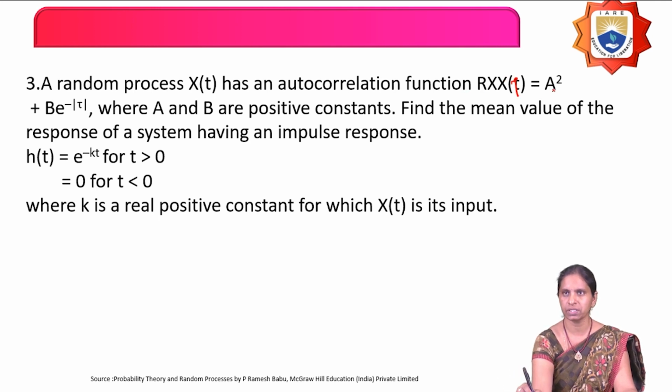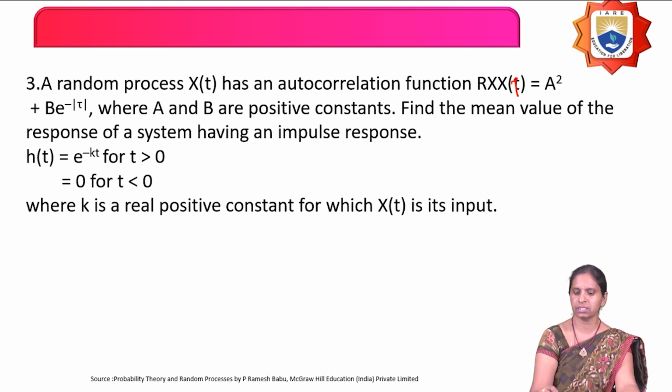So Rx of tau is equal to a square plus b into e power minus mod tau, where a and b are positive constants. Find the mean value of the response of the system having an impulse response h of t equals e power minus kt for t greater than 0 and 0 for t less than 0, where k is a real positive constant, for which x of t is the input.